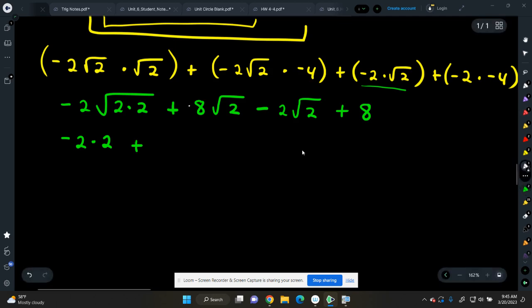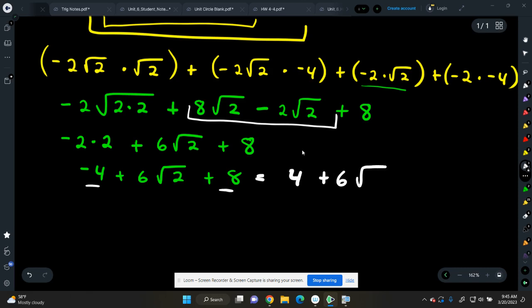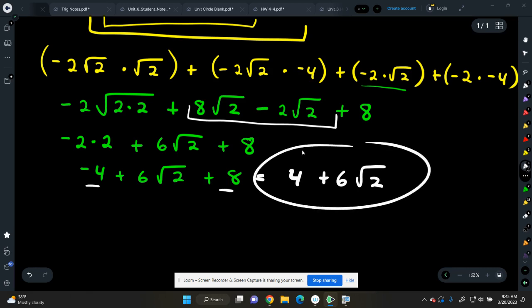I've got like terms here. 8 root 2 minus 2 root 2. What's that leave me with? 6 root 2, yes. Okay. So we have negative 4 plus 6 root 2 plus 8, which equals, like terms, negative 4 plus 8, so that's 4 plus 6 root 2. And we're done. That was a hard one.